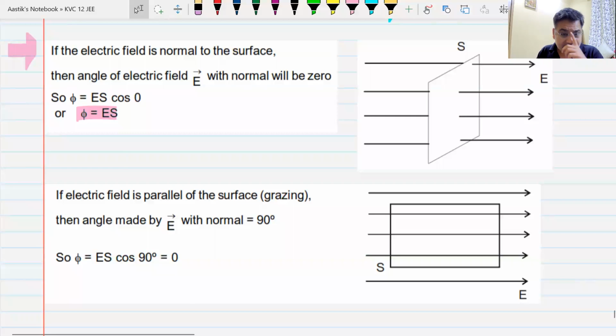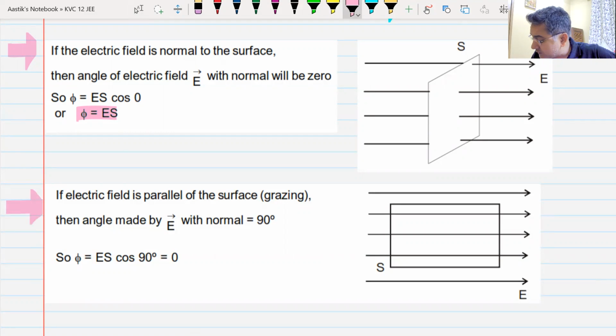If the area vector is like this and electric field lines are going like this, the area vector and electric field lines will make an angle of 90 degrees. In that case, even though there would be electric field and area, the flux would be zero. I hope everyone understands this.